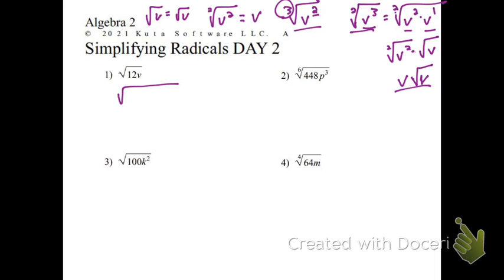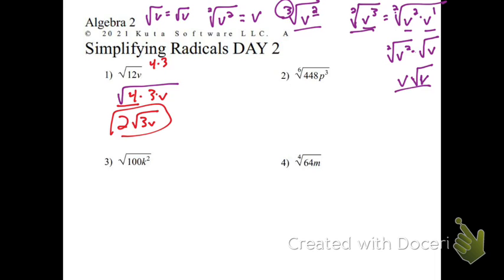So, anyway, we're dealing with square roots here on number 1. So, I'm breaking 12 into 4 times 3. I'm just tacking the v on, because it's there. Why not? So the square root of 4 is 2. That's the only thing in this entire problem that you can take the square root of. That means the 3 and the v stay inside. That's it. I'm going to jump down to number 3 real quick.